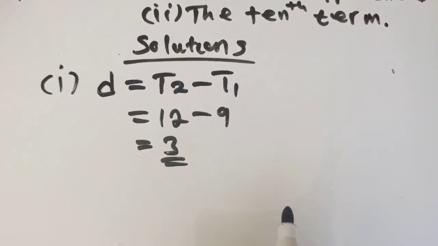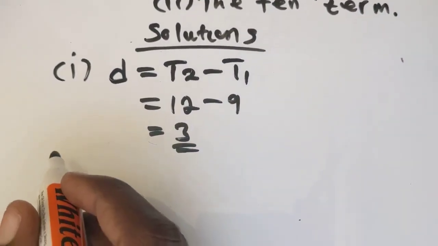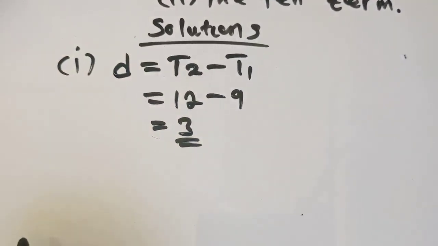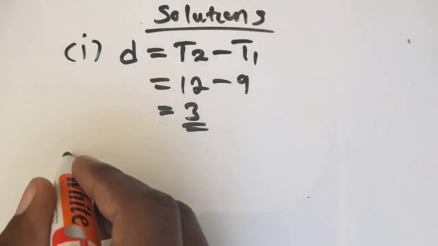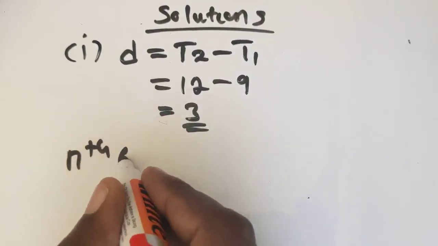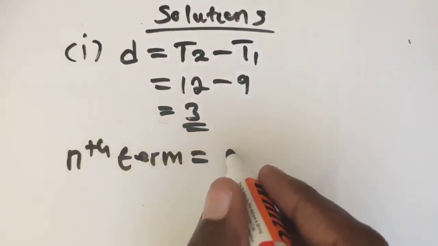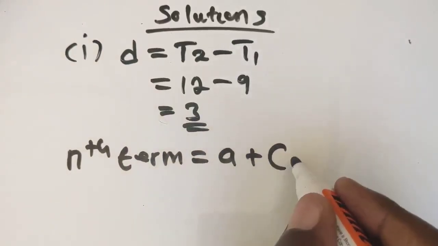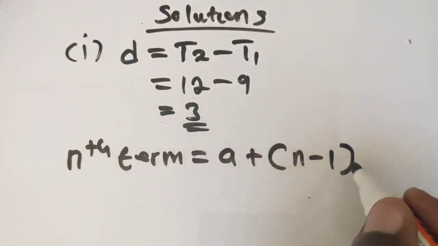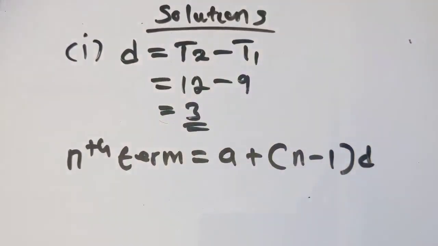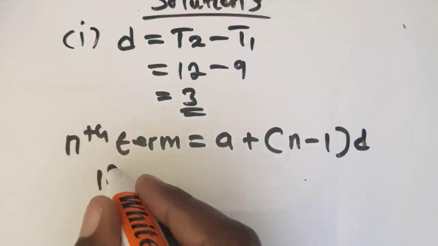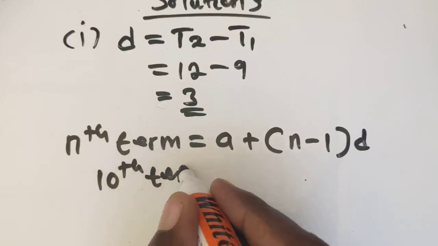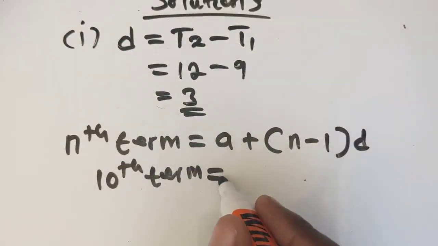So now, how do you find the 10th term? The way you find the 10th term, you write the formula first, because they are not giving you the formula, and when you write it, they will give you a mark. So you say nth term is equal to A plus, open bracket, n minus 1, close bracket, then D. What you are looking for is the 10th term.